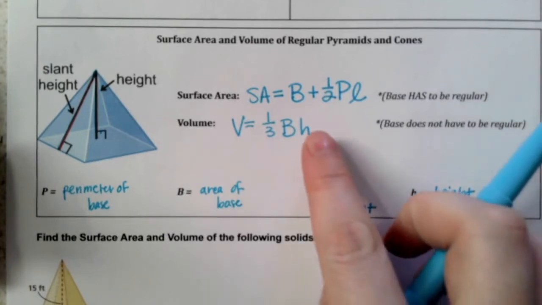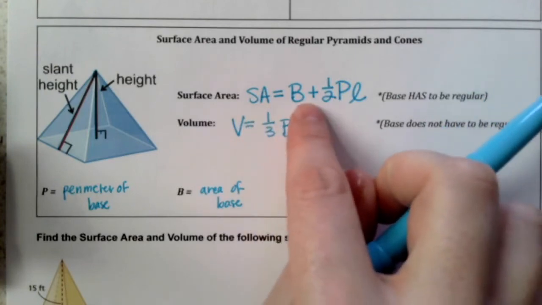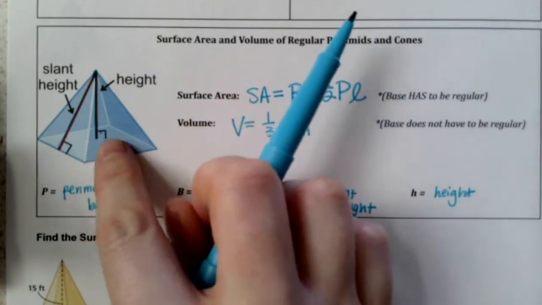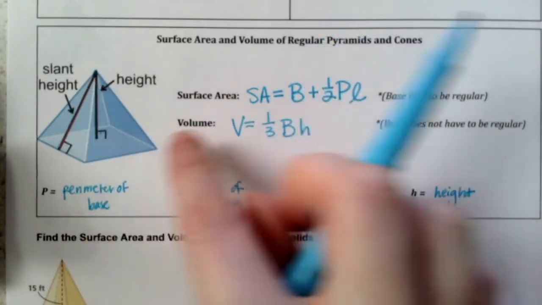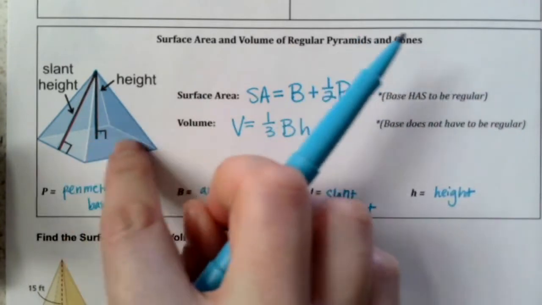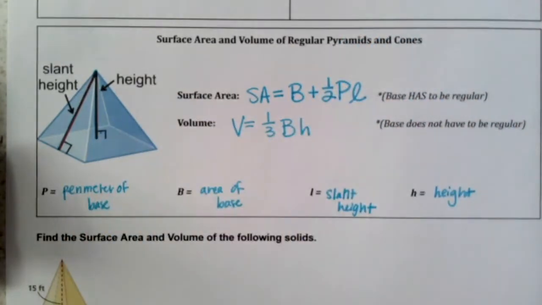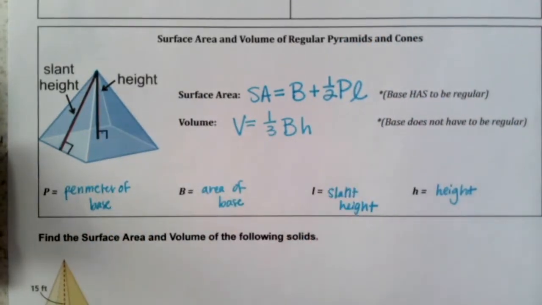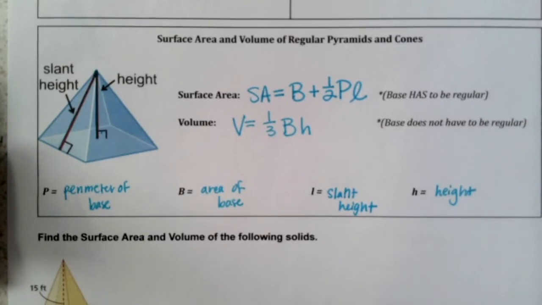To tell the difference, the easiest way that I know is surface area. If you have two bases, like in a prism, you should have 2B. And in pyramids, you just have one because there's just one base. So make sure you have this written down, and then we're going to go through a couple examples.